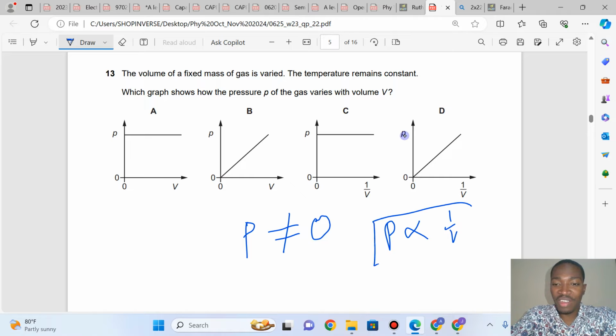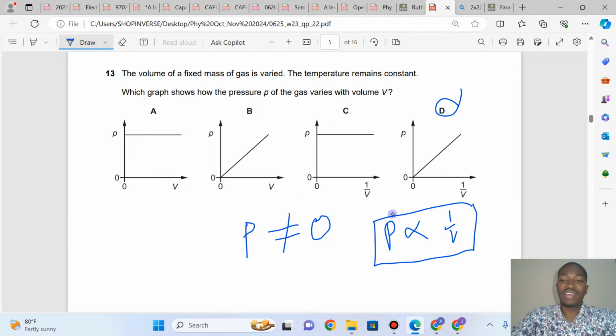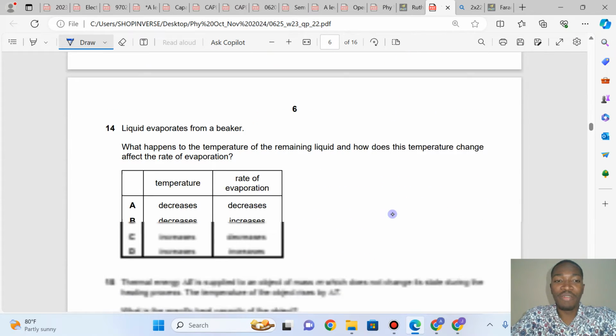This is the symbol of inverse proportionality. Pressure is inversely proportional to volume. That simply means if you're increasing the pressure, the volume will be reducing. And if you're increasing the volume, pressure will be reducing. So this is the only graph that shows the relationship between pressure and volume. Number 14.